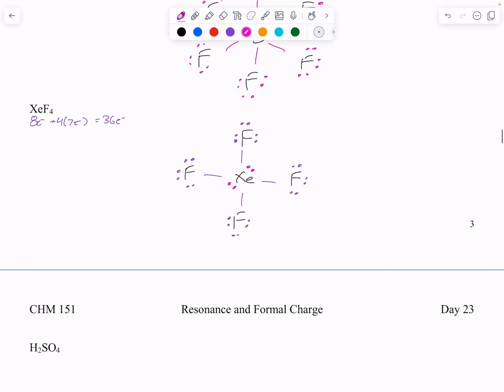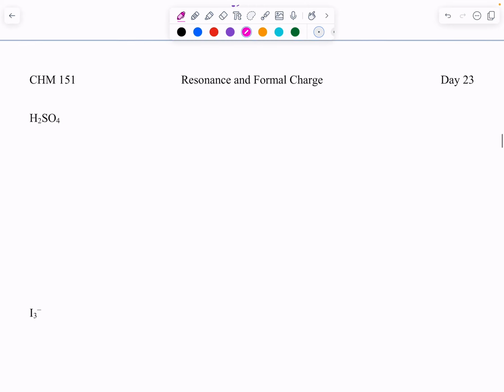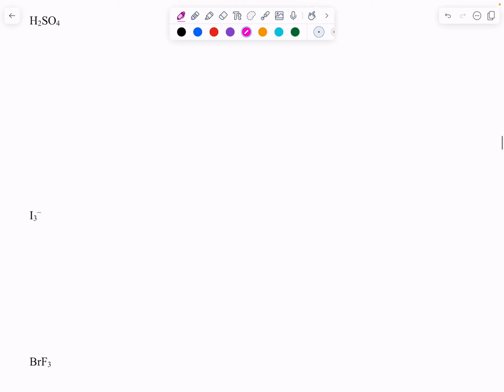All right, I think we have some more: sulfuric acid, triiodide, and bromine trifluoride. Three more to do. My recommendation, again, is to pause me, do them, and see if you can get them. All right, hopefully you paused and you tried them.